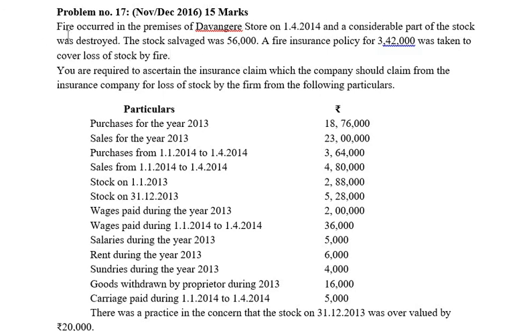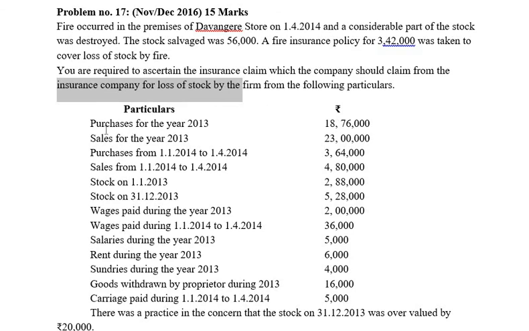So let's see. Fire occurred in the premises of Davanagere Stores on 1st April 2014 and a considerable part of the stock was destroyed and the stock salvaged was 56,000 rupees. A fire insurance policy of 3,42,000 was taken to cover the loss of the stock by fire. You are required to ascertain the insurance claim amount the company should claim from the insurance company for the loss by the fire from the following particulars.